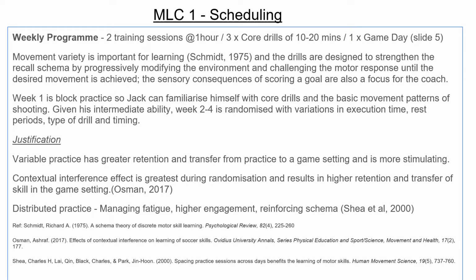Week 1 is block practice, so Jack can familiarise himself with core drills and basic movement patterns of shooting. Given his intermediate ability, weeks 2 to 4 is randomised with variation in execution time, rest periods, type of drill, and timing. Variable practice has greater retention and transfer from practice to a game setting and is more stimulating. Contextual interference effect is greater during randomization and results in higher retention and a transfer of skills in a game setting. Distributed practice, managing fatigue, higher engagement, reinforcing schema, etc.